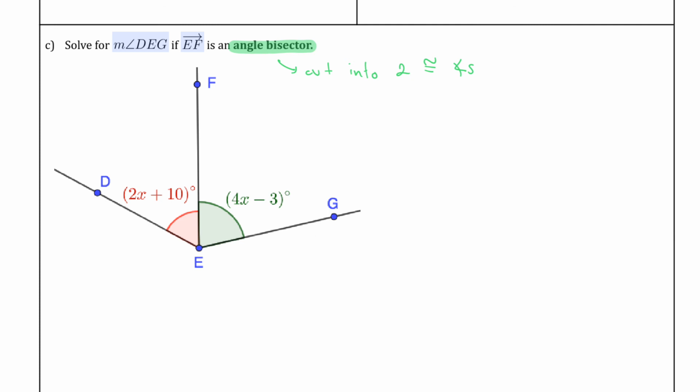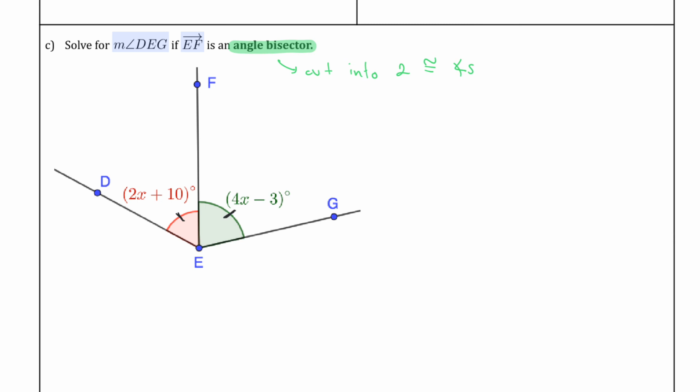Okay, so ray EF, which is here, has split angle DEG into two equal congruent angles. One of those angles is marked here in red. It is angle DEF, and the other angle is marked here in green, which is FEG. Just to help us remember that we are working with congruent angles, I'm going to add these tick marks to the arcs.